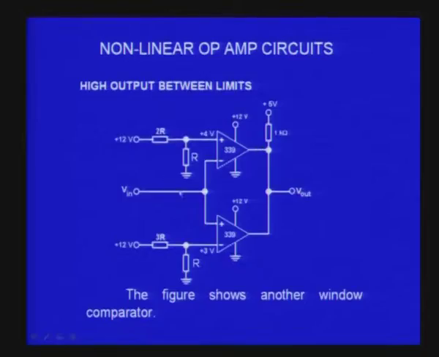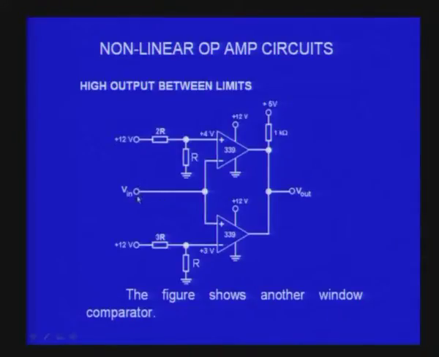So, this is the second circuit of a window comparator, where the input is common to both the op amps, and the two thresholds of the two op amps are maintained at plus 4 volts and plus 3 volts by using the potential divider. And now let us see how this circuit works.